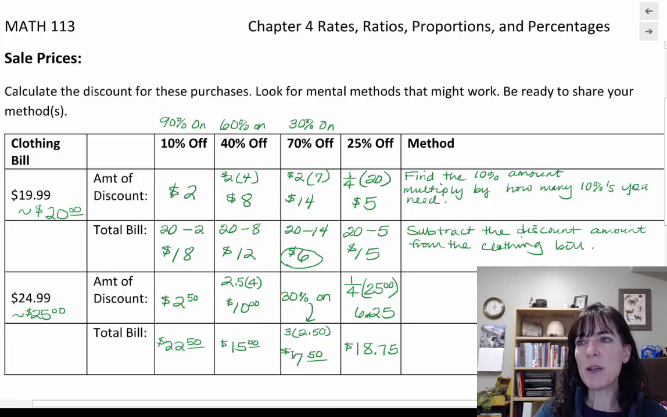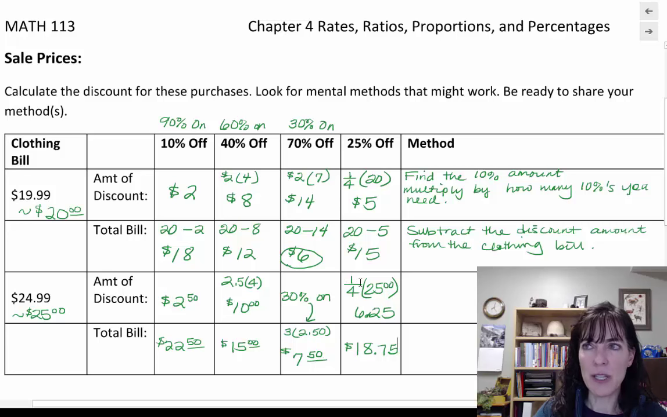This 70% one, I decided to show it as 30% on, because 70% off means that there's 30% on. So 30% would be 3 of the $2.50 discounts. And then when I multiply those, 250 plus 250 gives me 5, and then another 250 is the 7.50.